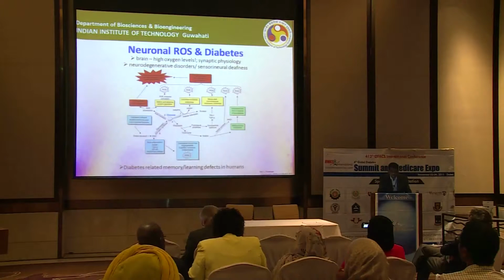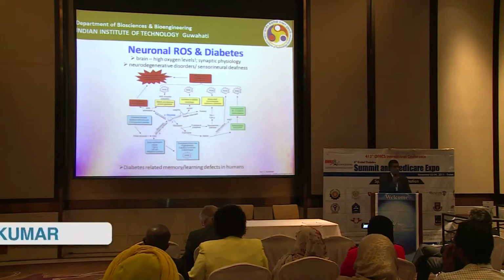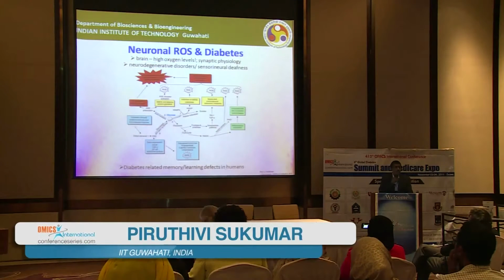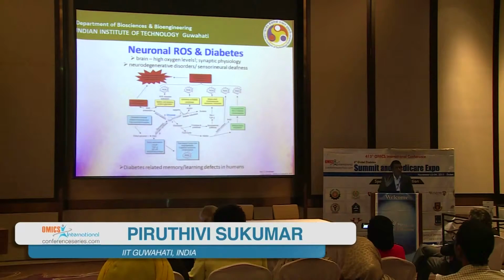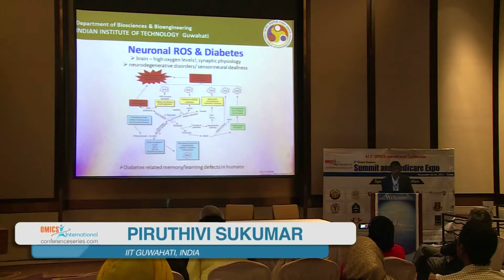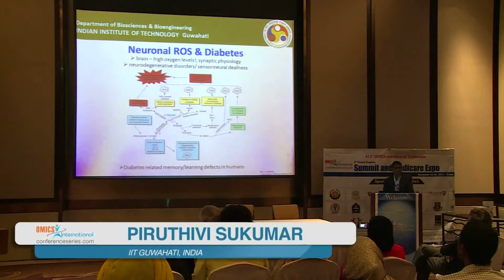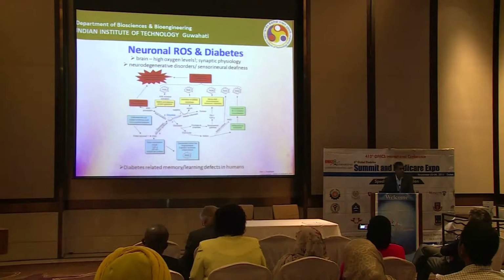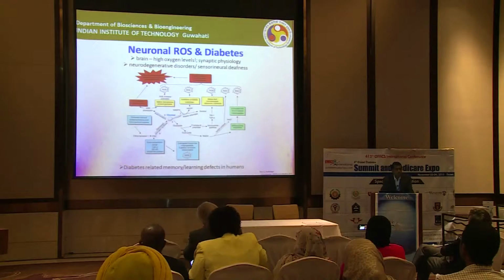The third thing is neuronal ROS in diabetes. As you all know, the brain consumes the maximum amount of oxygen which we take into our system. So obviously, the higher concentration levels in the brain could be a reason behind the excessive production of ROS there, and also for synaptic communication or transport, some ROS molecules are used.